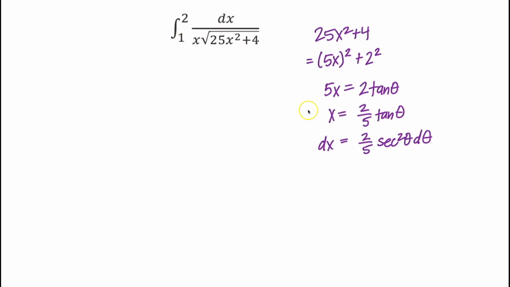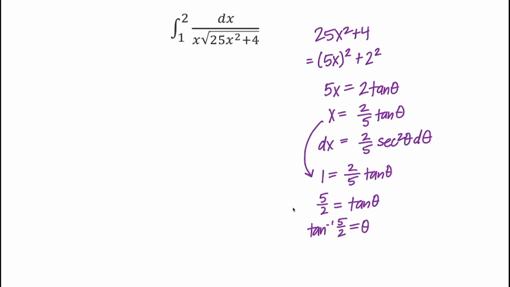So if I let x equal 1, then I'm going to have 1 equals 2/5 tangent theta. Let's multiply both sides by 5/2. So I have 5/2 equals tangent theta. And this isn't a nice angle on the unit circle. I don't know what to plug in to tangent to get out 5/2 in our restricted domain values from -π/2 to π/2. So I'm actually going to take tan inverse of both sides so that I get tan inverse of 5/2 is equal to theta. And that's going to correspond to the lower limit of integration.